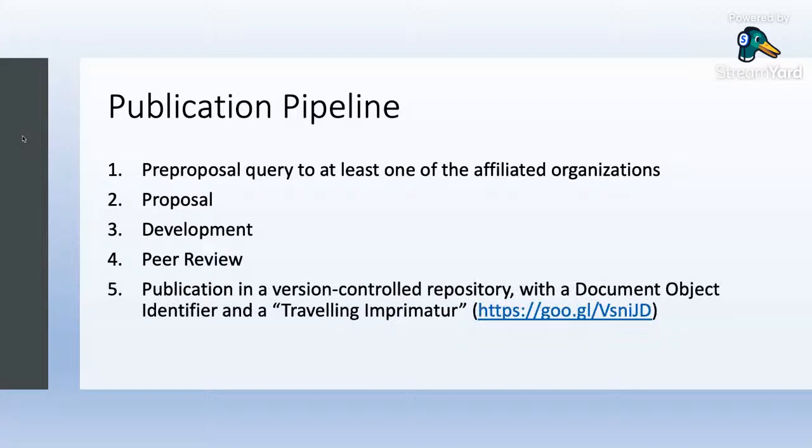And finally, there's publication in a version-controlled repository with the DOI and something we're calling the traveling imprimatur, which is really a tag that can be verified against an independent service to say that this text that you're using is in fact the published version of the edition published by the Digital Latin Library. And then it's added to the LDLT site for people to use if they want to view it in a simple HTML style reader.